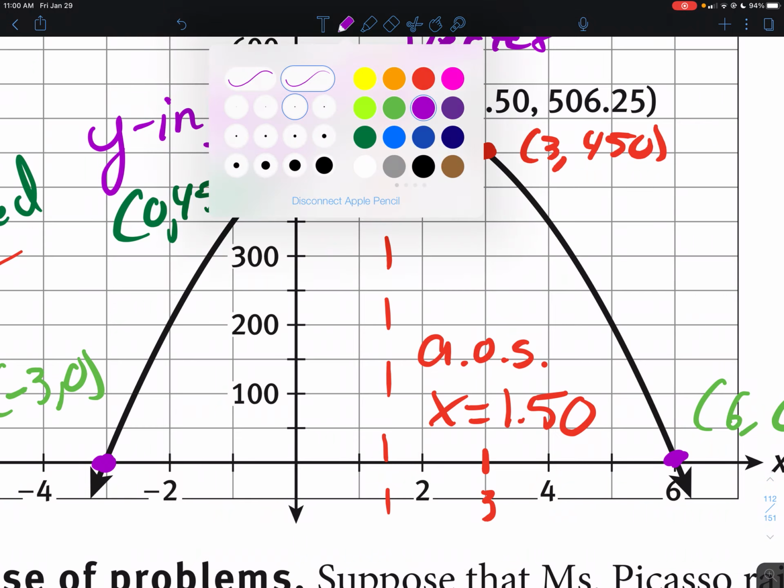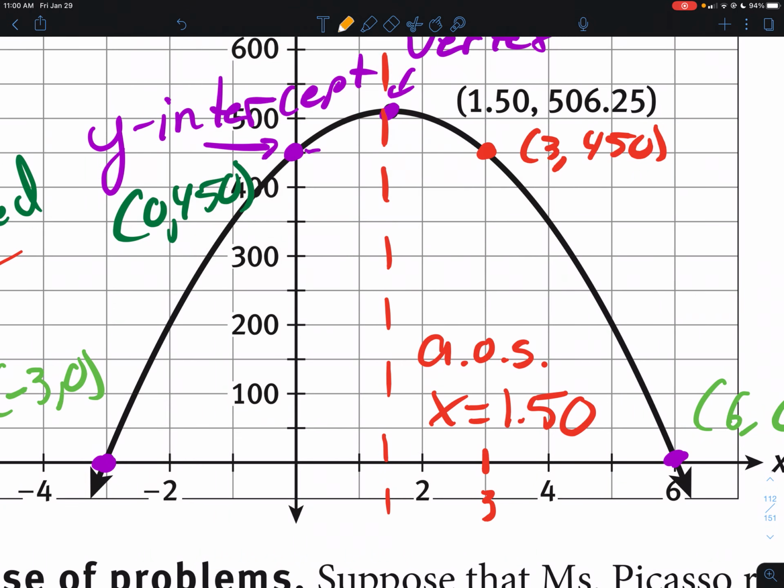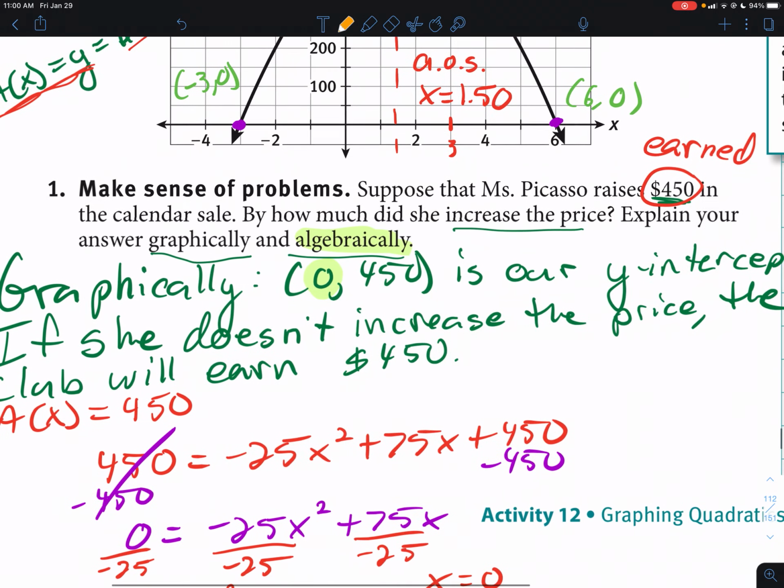So there are actually two answers to this question. It's not just the y-intercept. There's another point on the graph because of that symmetry. Okay, so if they increase the price by $3, they'll earn $450. If they increase the price by $0, they'll earn $450. So there are two answers to this question.